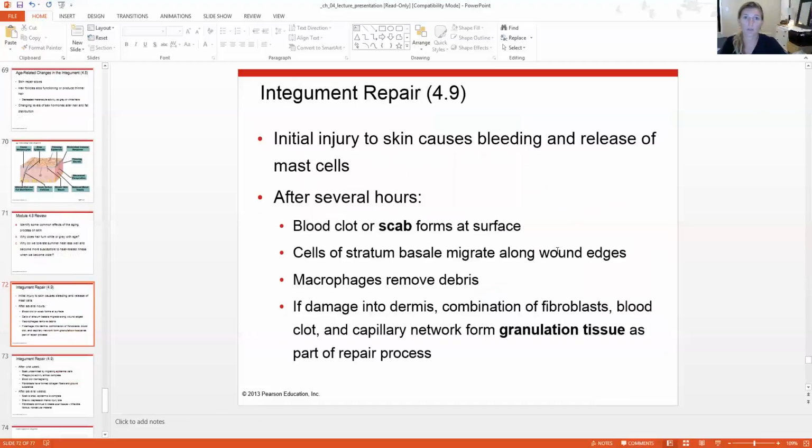Finally, integumentary repair. If we damage our integumentary system, we're going to have a blood clot or scab on the surface, but deep below the surface, there are lots of changes happening. The cells of the stratum basale are going to migrate toward that wound. There are special cells called macrophages, which come in and remove debris. They're like little Pac-Men coming in, gobbling up the broken cells. If there's damage to the dermis, there are going to be fibroblasts, which are little stem cells in there, and blood clotting. There's a whole capillary network that's going to reform as part of the repair process also.